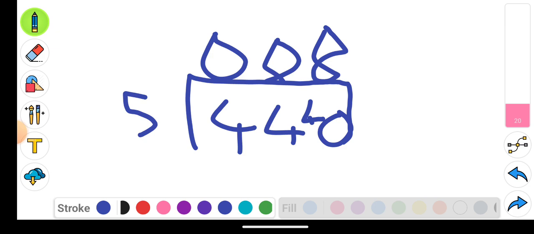This is what you call the bus stop method. You use it when you're doing factor trees, or when you're working with factors. And if you don't know what a factor is, don't worry. I attempt a video every Tuesday on this channel.